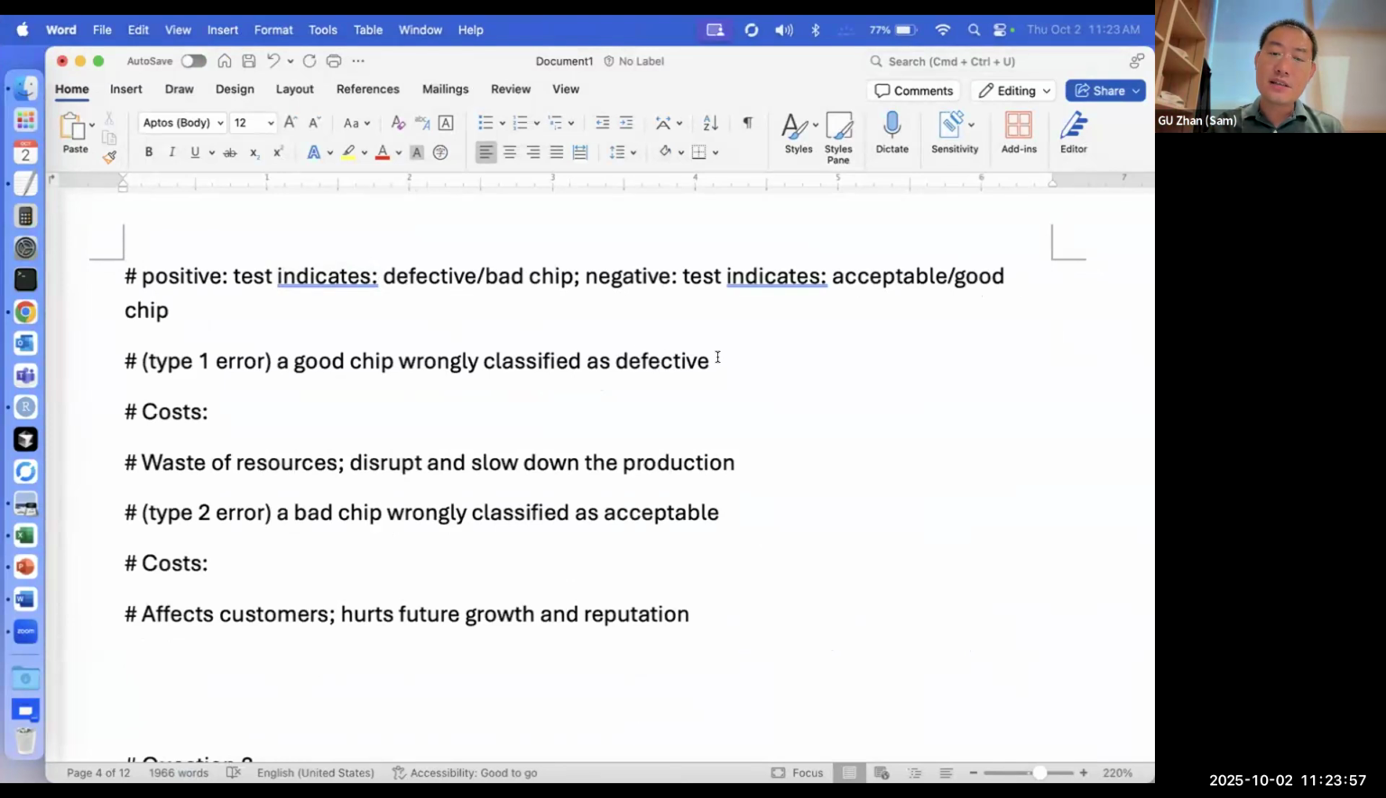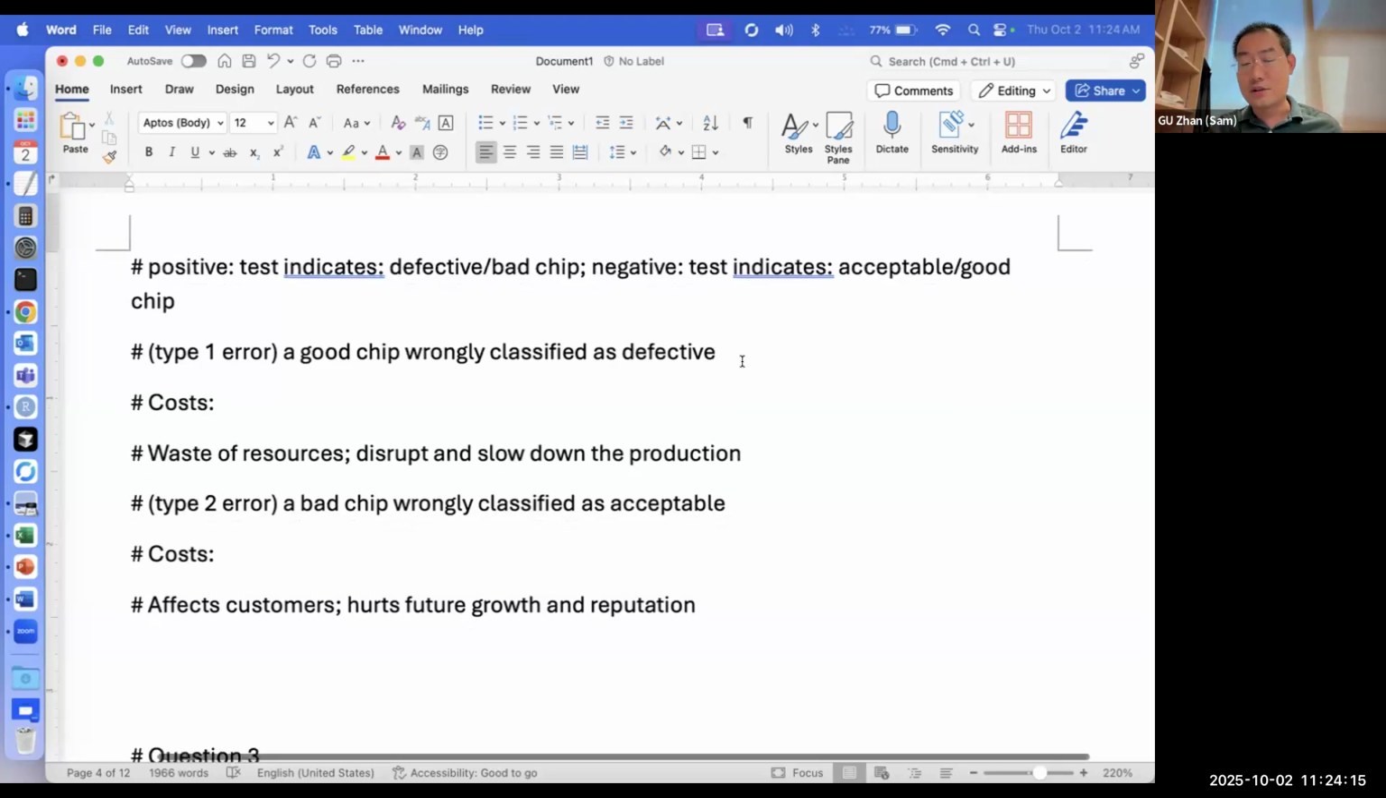Then type 1 error is, you have a good chip. Actually, it's usable because you can use this chip, but some indirect tests showed wrong. This chip is defective. So this is a good chip wrongly classified as defective. So this is your type 1 error.